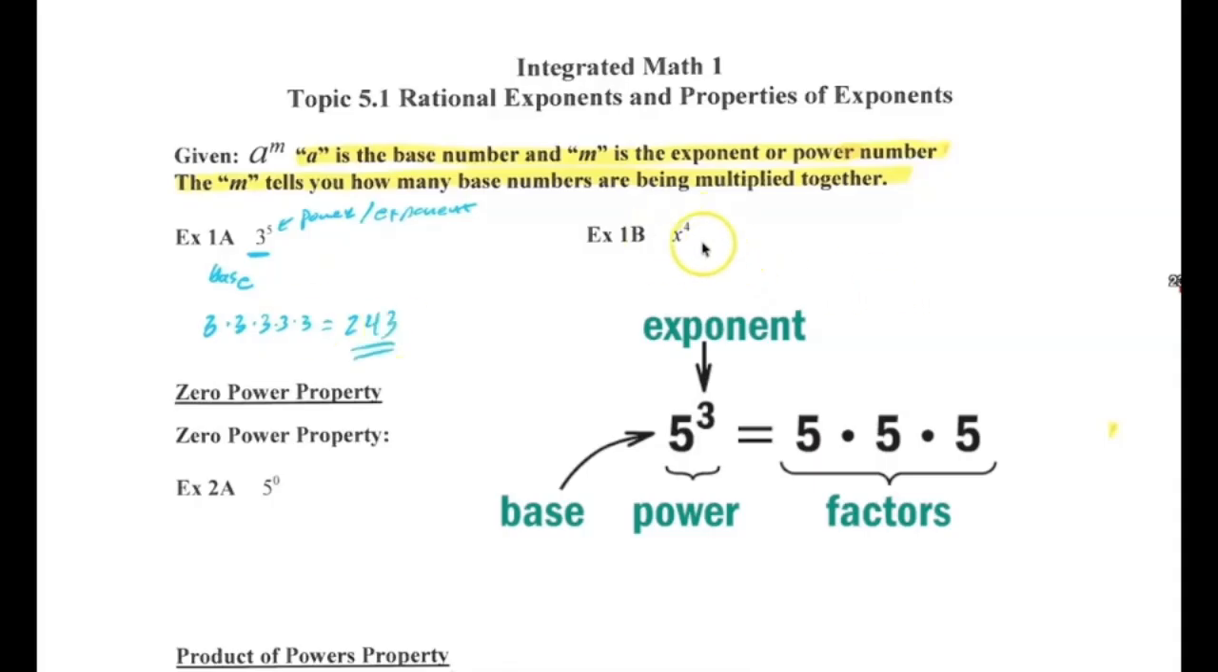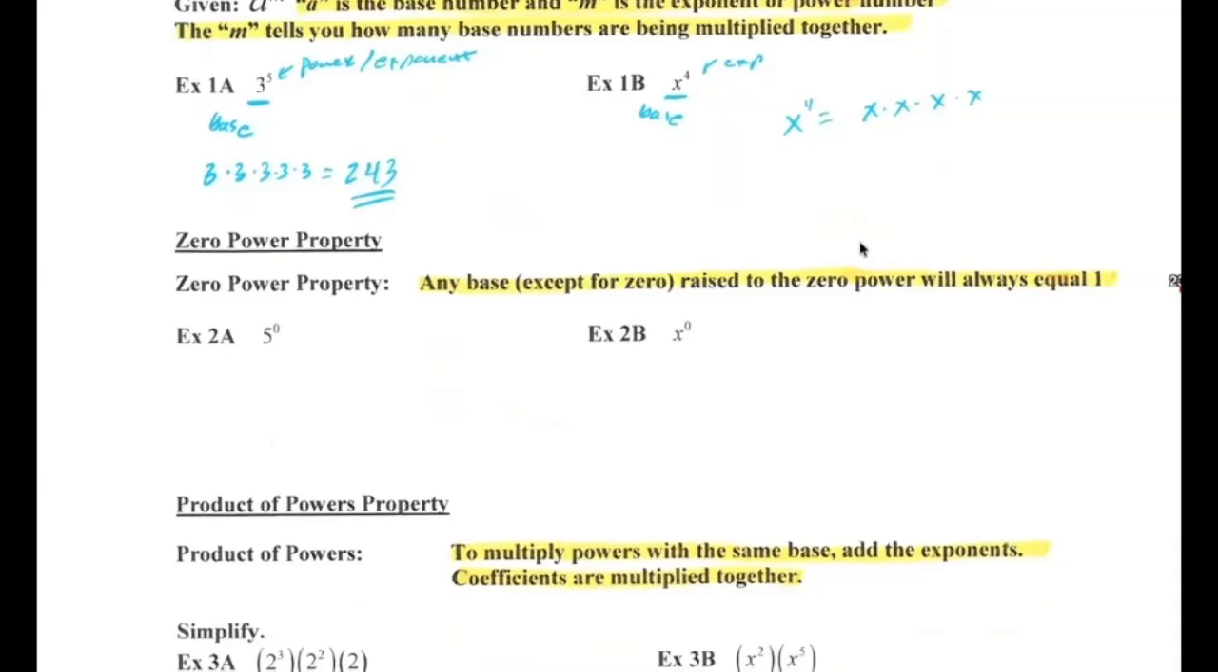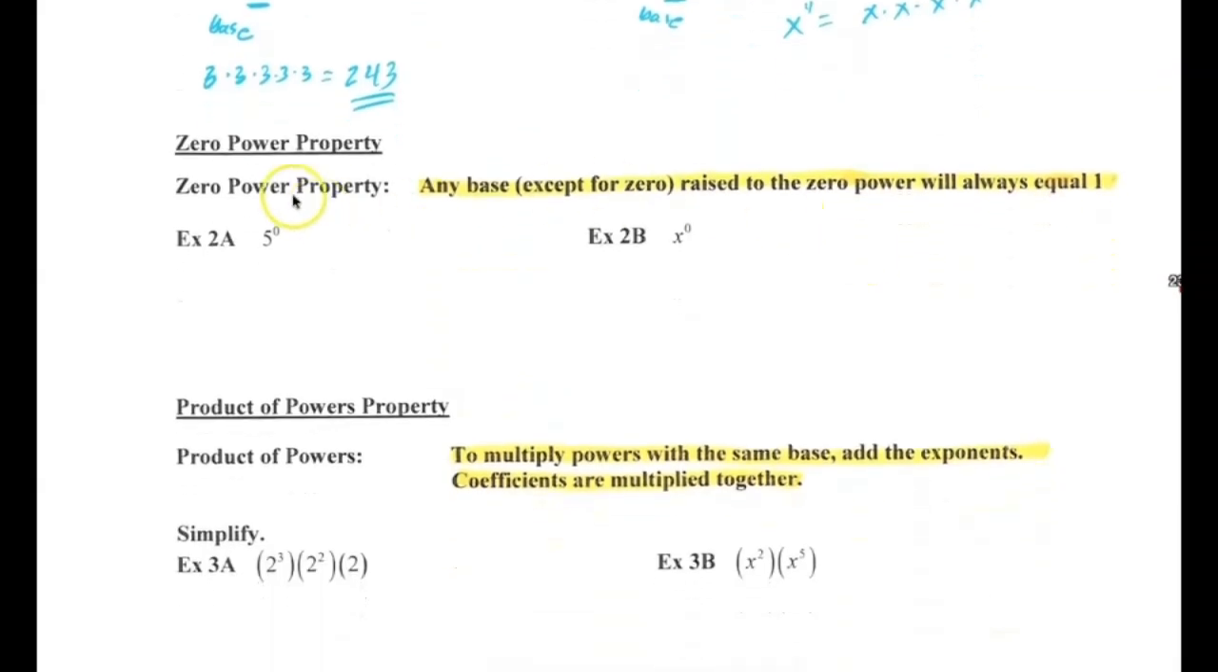Same thing works here. If I was doing this one, my base is x, that's the base, and this is my exponent, or power. So this means multiply x by itself 4 times. Now that we know the basics, let's move on to a few of the properties. The first property is the zero power property.